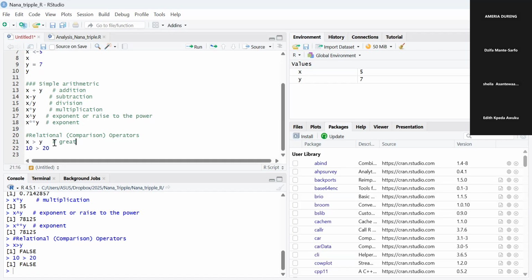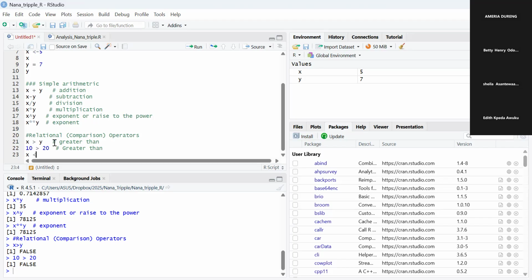This is greater than, right? I always put these comments there so that they serve as a memory. So always write an instruction of what you are doing. And look at the answer R gives you. It says false. What about if I say that X is less than Y?